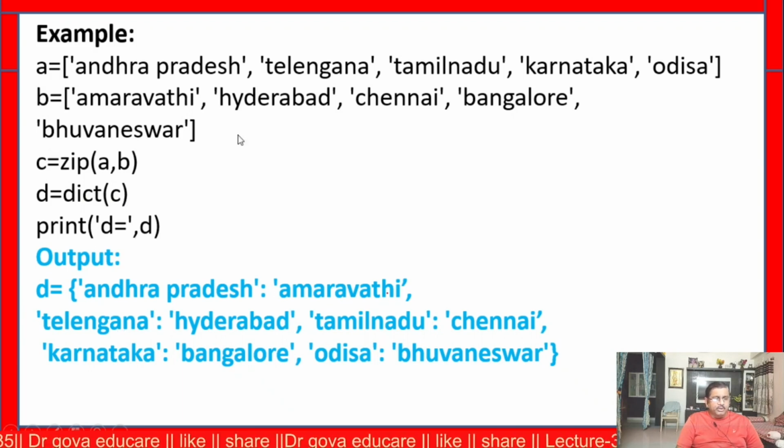Now observe the output. Andhra Pradesh is a key, Amravati is a value. Telangana is a key, Hyderabad is a value. Tamil Nadu is a key, Chennai is a value. Kerala is a key, Bangalore is a value. Odisha is a key, Bhubaneswar is a value.